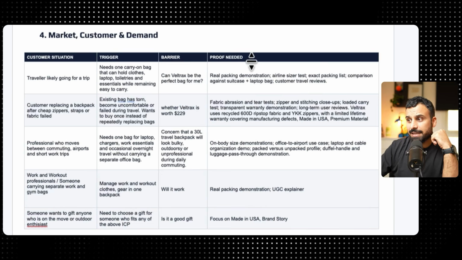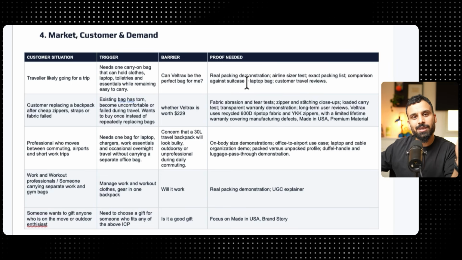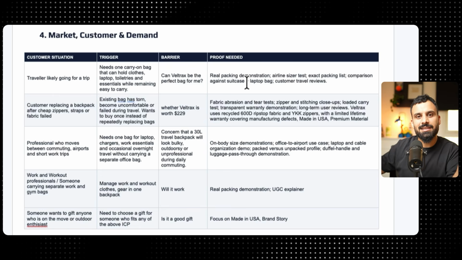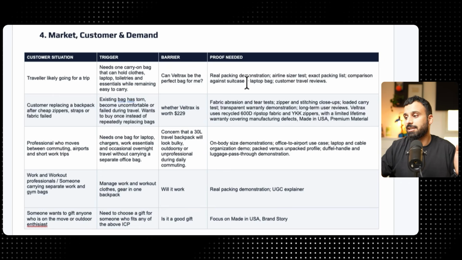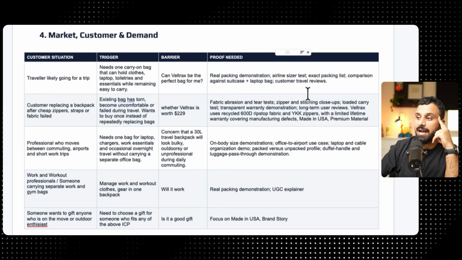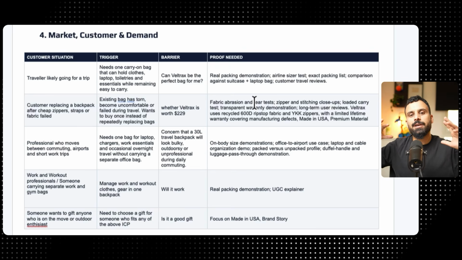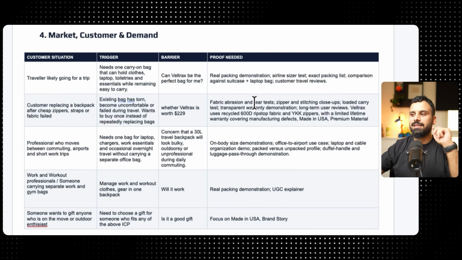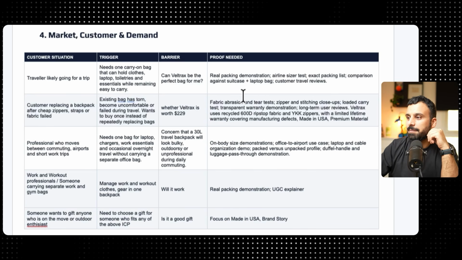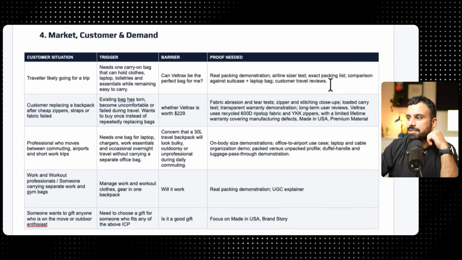You show them a comparison against a suitcase. A suitcase is bulky, but if you carry this backpack, which is easy to carry, all of this stuff can go into this. It can be video, right? I'm just giving you ideas to mind map. This is the step where you discuss who is the audience and what can be the ads. Everything else is easier. Exact packing, comparison against suitcase, laptop, bag, customer travel reviews, whatever.